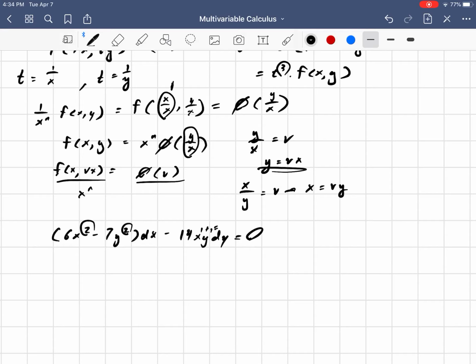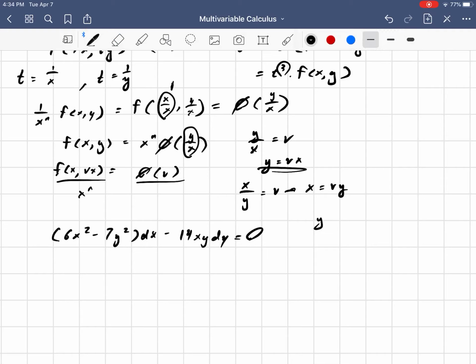This is a 2, this is a 2, this is a 1, and that's a 1, so when you add them together, you get a 2. So if you plugged in the tx and the ty, you could just factor out a t squared. So this differential equation is homogeneous of degree 2.